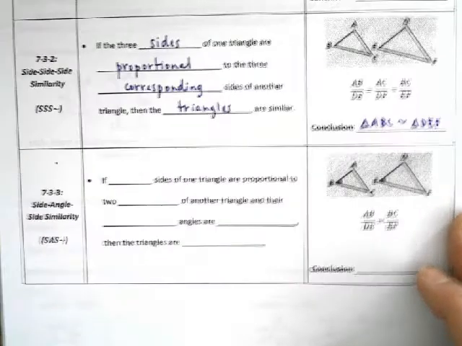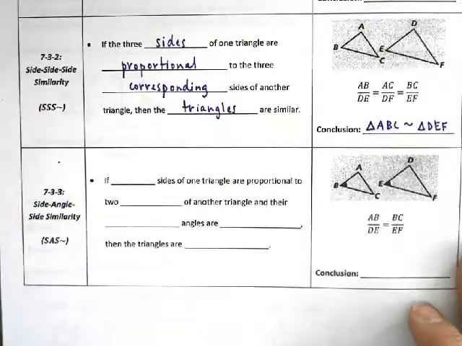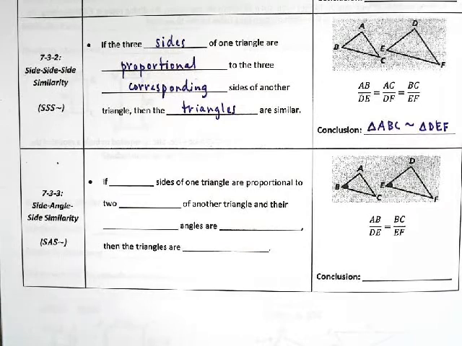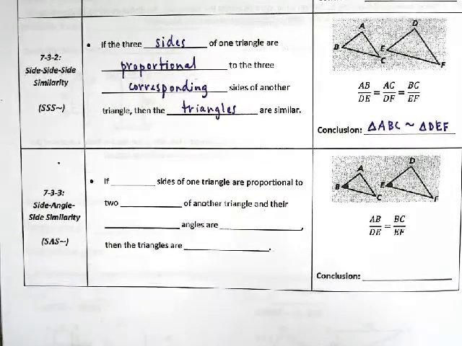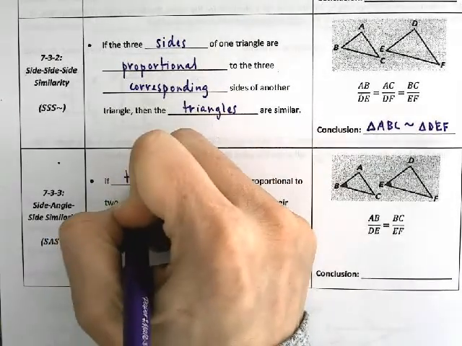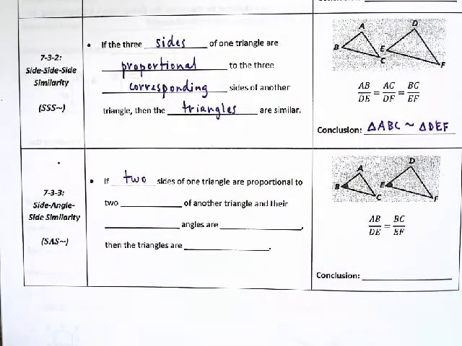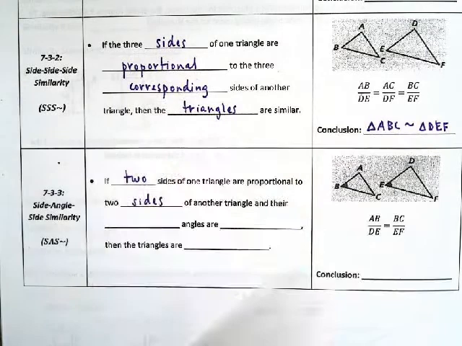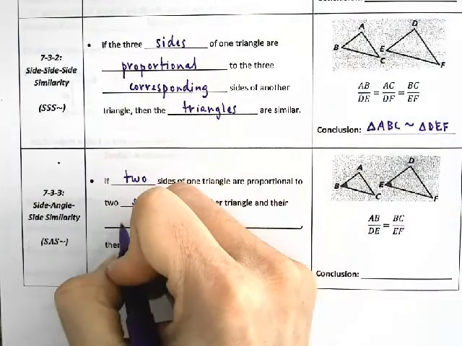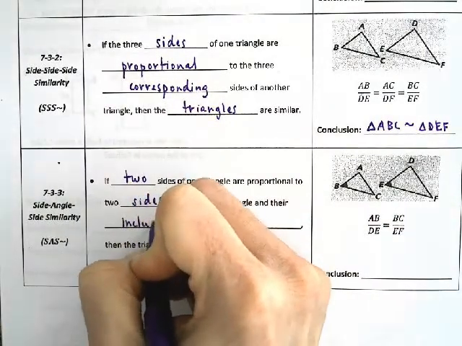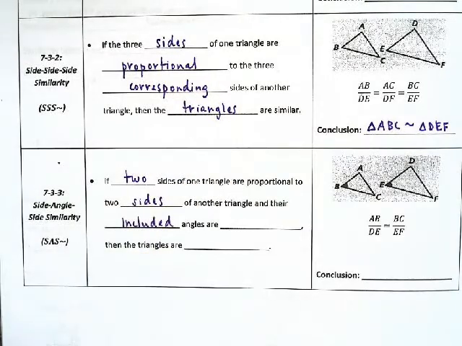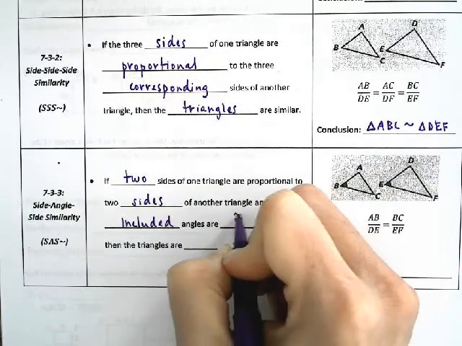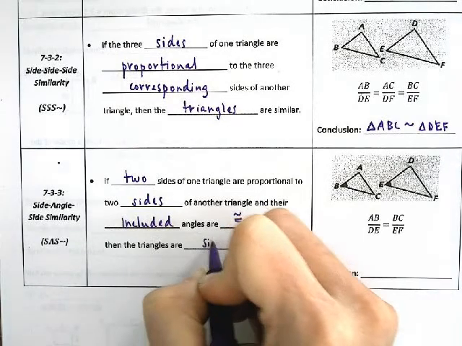Okay, and then the last one for similarity, so we actually have fewer than we did for congruence. Here we only have 3 for similarity. The last is side-angle-side similarity. So this says that if 2 sides of one triangle are proportional to 2 sides of another triangle, and their included angles are congruent, then the triangles are similar.